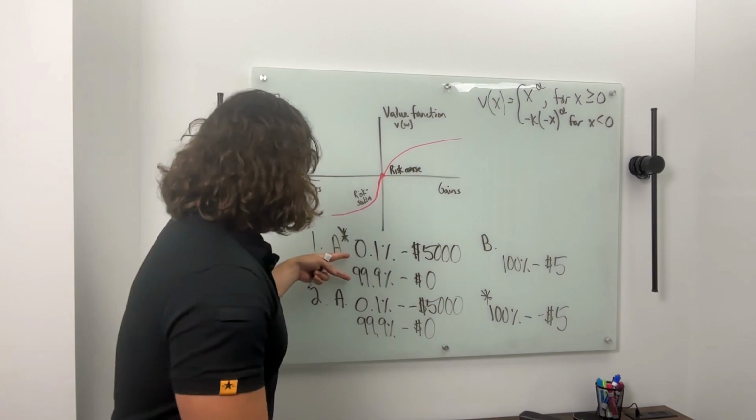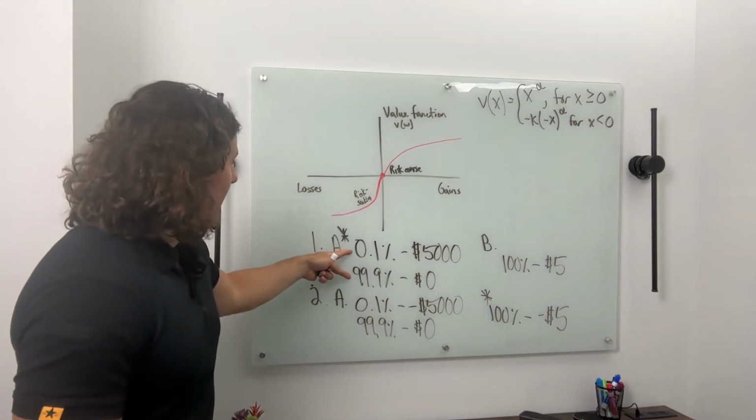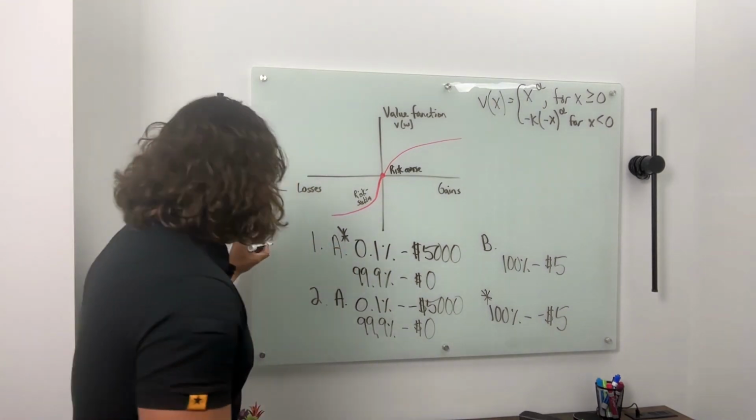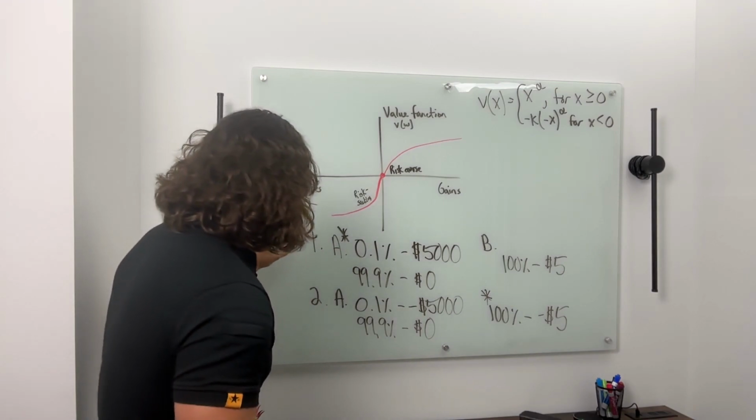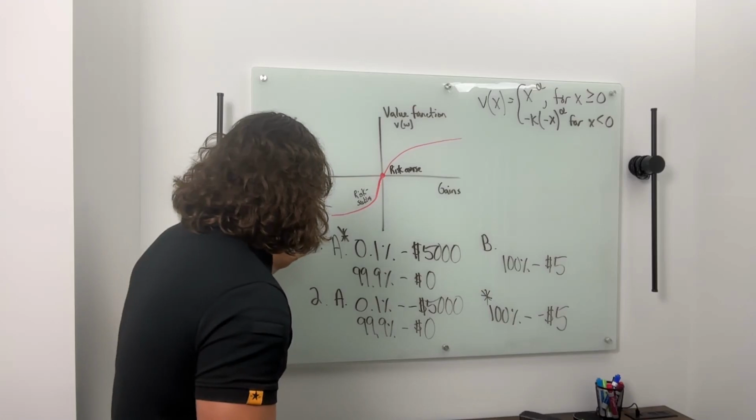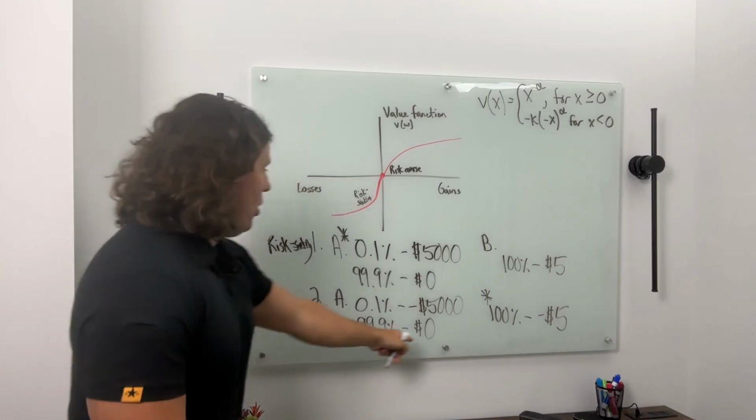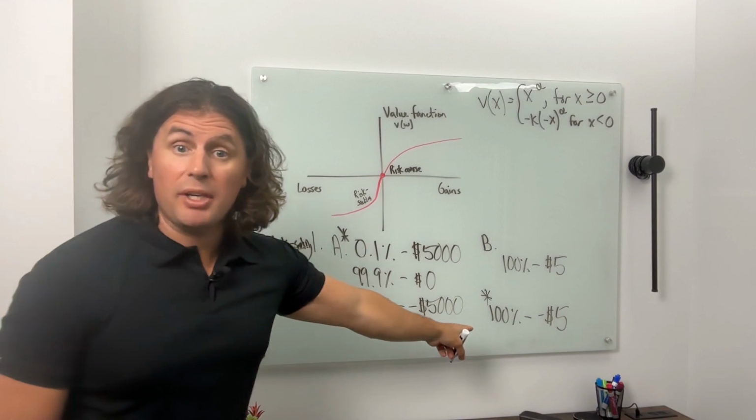So what we've essentially done here is in the positive domain, most people become risk seeking. And this is our lottery behavior. And then over here, we become risk averse.